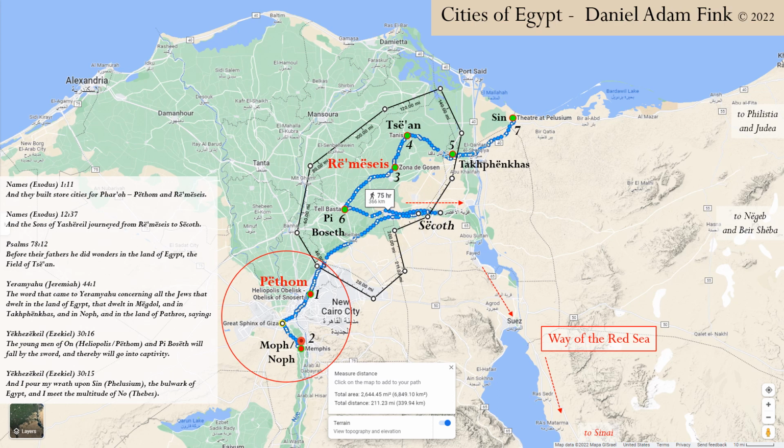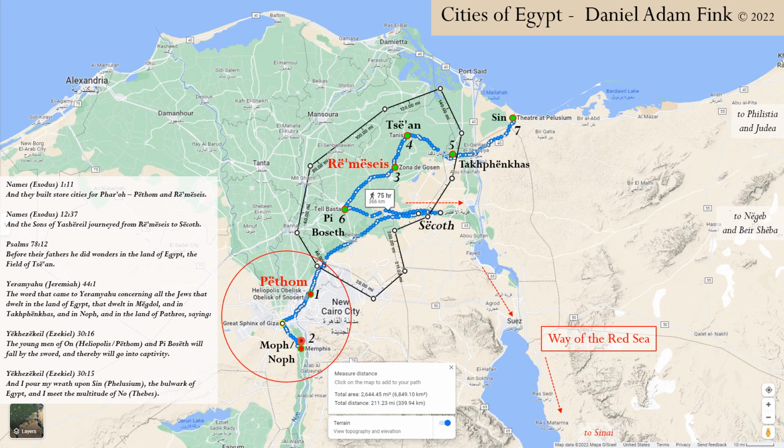Next, Yahu, that's Jeremiah 44. "The word that came to Yahu concerning all the Jews that dwelt in the land of Egypt, that dwelt in Migdal, and in Tachvenches, and in Naph," that's Memphis. That is the central capital, quite often the chief capital of much or all of Egypt throughout Egyptian history, the population center, "and in the land of Patros, saying." So these are the very important cities mentioned in the Bible.